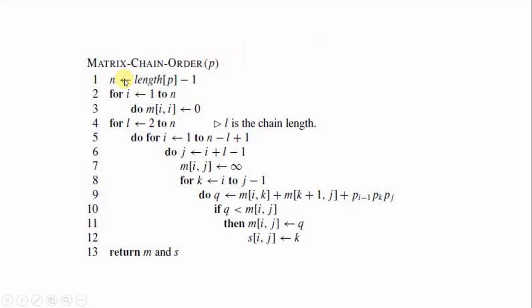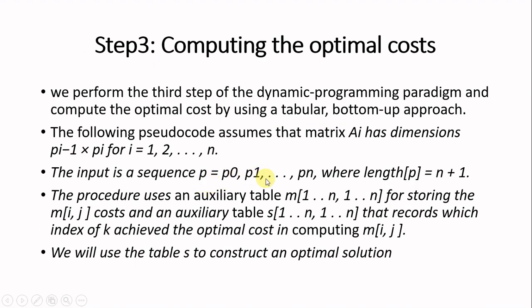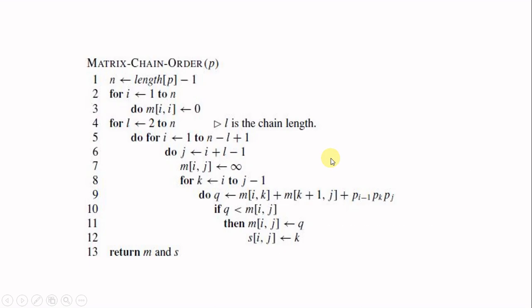So n is equal to length of P minus 1. We know that P is equal to P0, P1 to Pn, so length of P is equal to n plus 1. So we are assigning n as length of P minus 1. Then for i is equal to 1 to n, so we get n now.